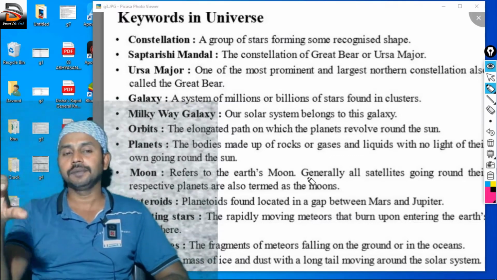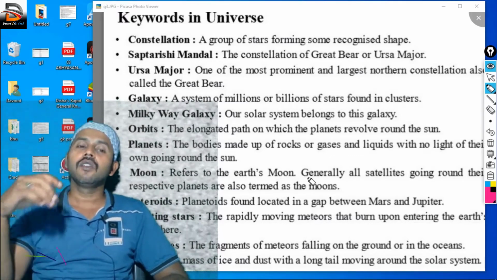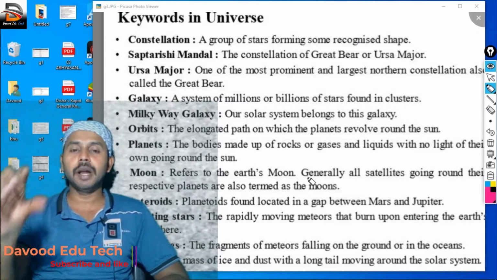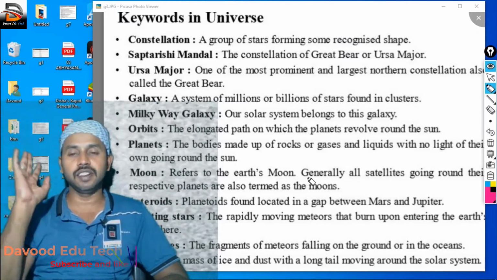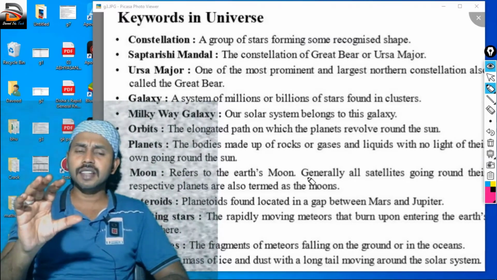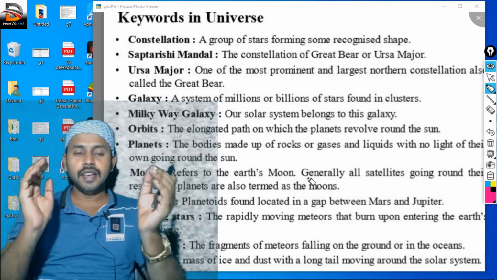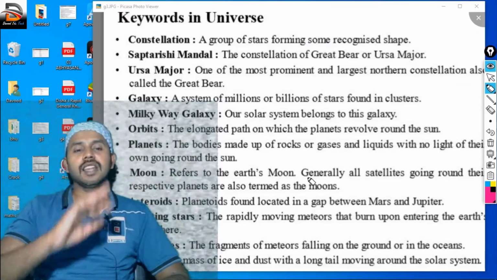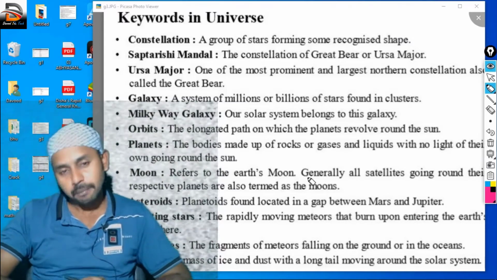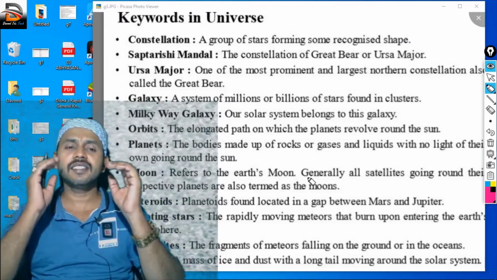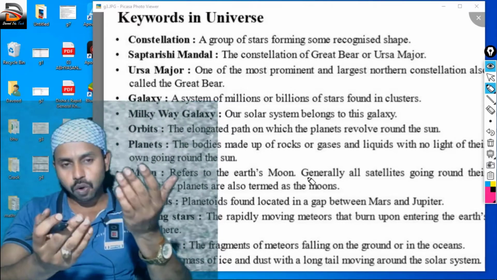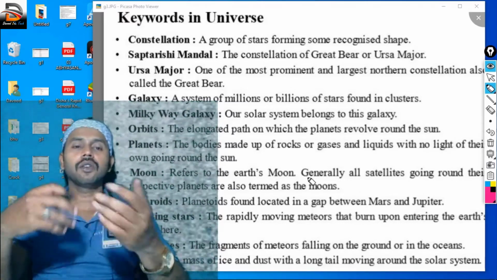All the planets are revolving around the sun, and a planet is made up of rocks, gases, and liquids. That's why we call these bodies planets: a planet is simply anything that revolves around the sun. Understand? Simply planet. They are always revolving around the sun. It rotates on its own axis and also revolves around the sun.